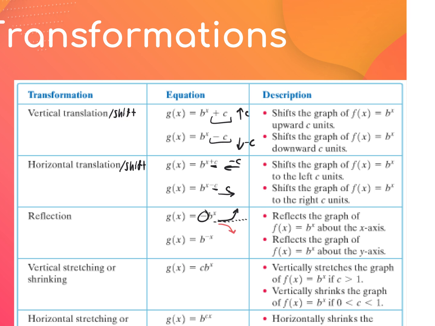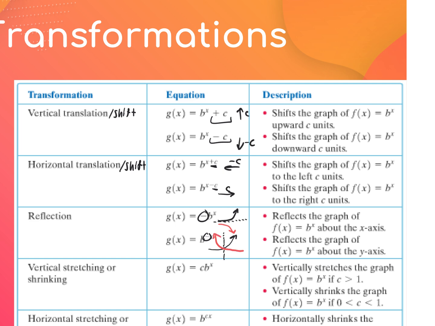All right. Now if I have a reflection about the y-axis, that's when our negative is going to be with the exponent and not the base. So if I had an exponential growth function like this, remember the y-axis is going up and down. So reflecting about this line is going to look something like that.